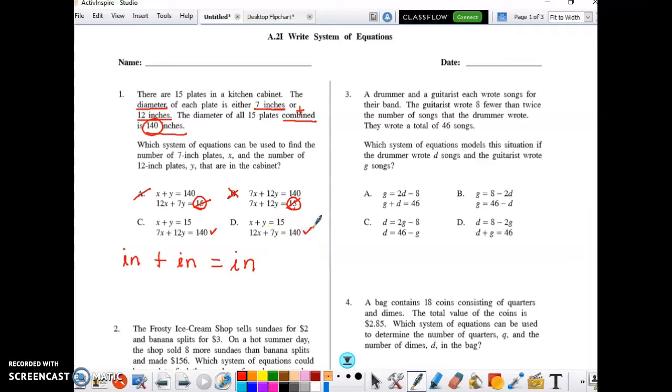Now, if we continue reading, you will realize that the 7-inch plates go with the X. So 7 has to go with the X, not with the Y. So this one's incorrect. Therefore, the answer is C. 7 inches in diameter plus 12 inches in diameter equals 140 inches in diameter, and the number of 7-inch plates plus the number of 12-inch plates equals a total of 15 plates. C is your answer.